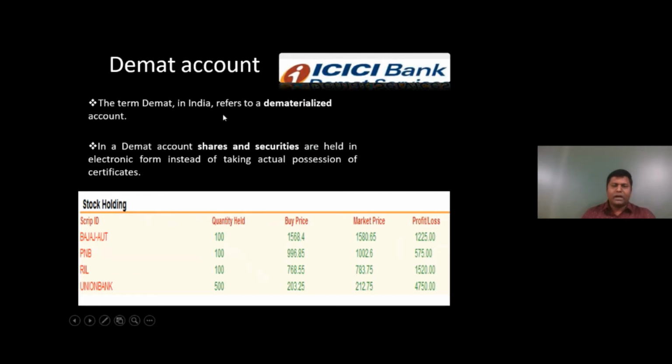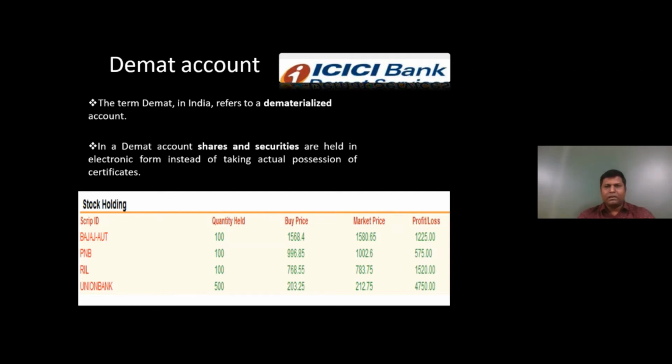The term demat in India refers to a dematerialization account. In a demat account, shares and securities are held in electronic form instead of taking actual possession of certificates. As I mentioned earlier, in the 1990s we used to hold shares in physical format. In physical format, there could be chances of a paper being stolen or other problems. The most difficult part of a physical transaction is that it's very difficult for sellers to find buyers, and for buyers to find sellers.